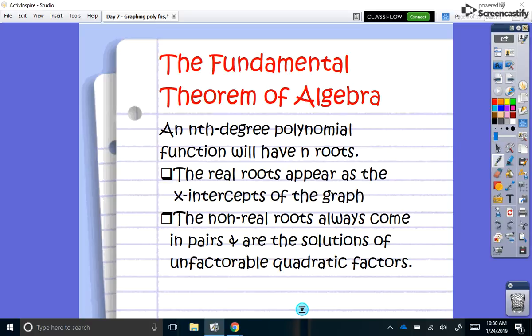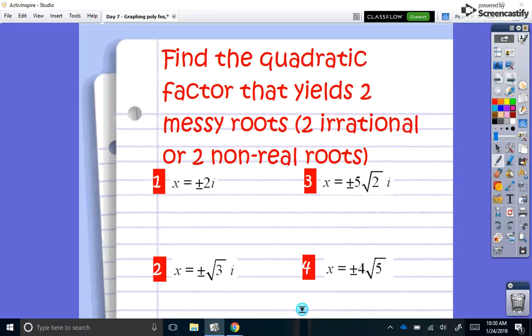The fundamental theorem of algebra we've already been talking about a little bit. This just says if you have a 5th degree polynomial, you'll have 5 roots. If you have a 4th degree polynomial, you'll have 4 roots, and so on. So now let's change gears a little bit.